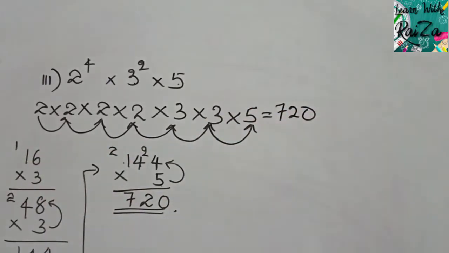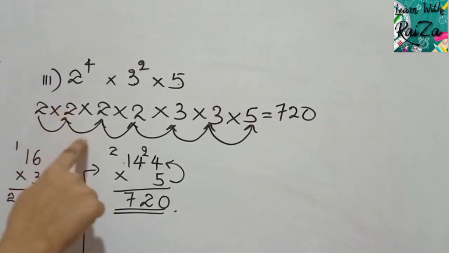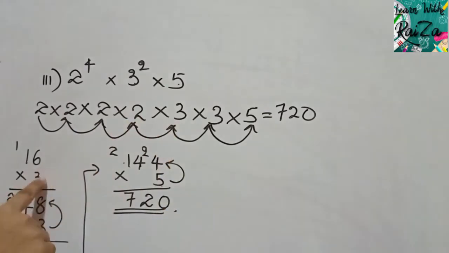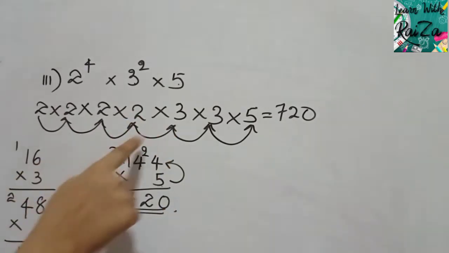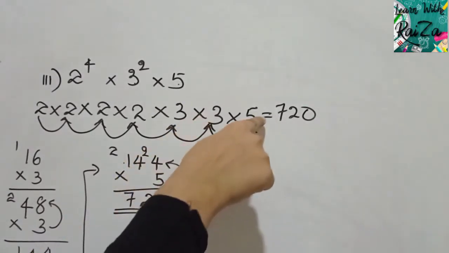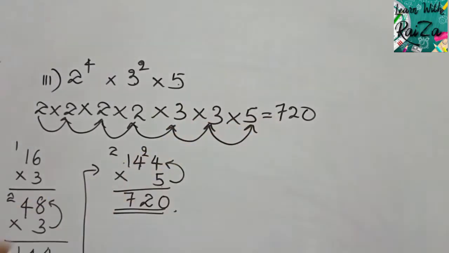See whether you understood, see whether you got your answer. 2 times 2, 4. 4 times 2, 8. 8 times 2, 16. 16 times 3, I multiplied and got 48. 48 times 3, I got 144. 144 times 5, I got 720. So this is the way of expanding the powers and getting the final answer.